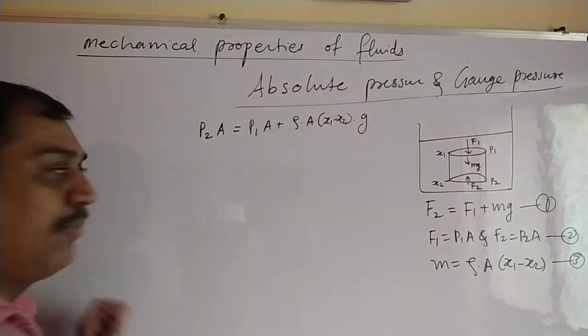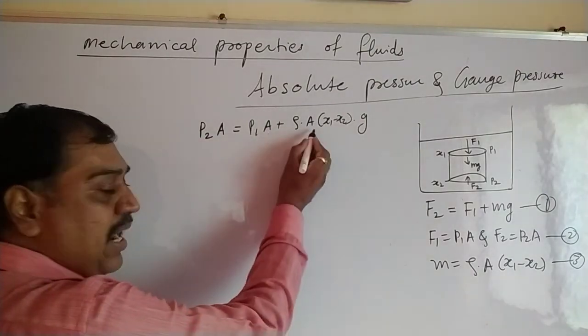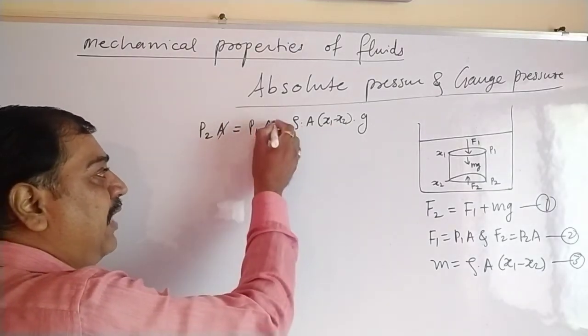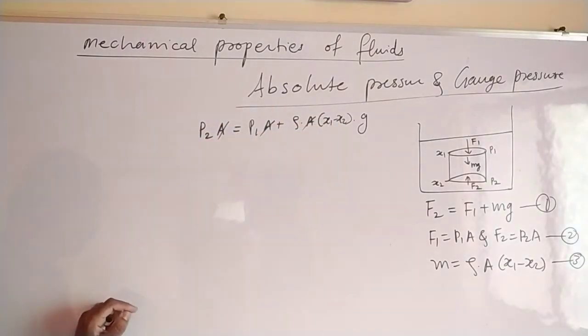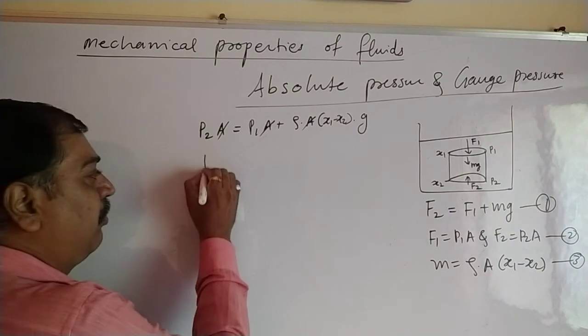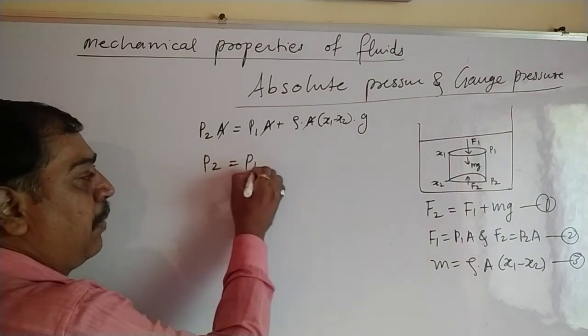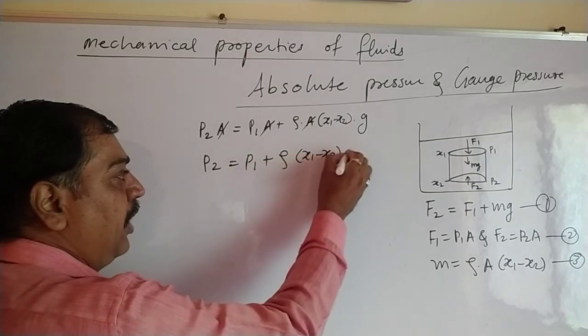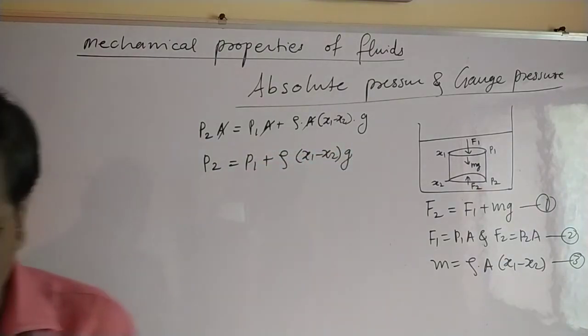Now let's look at this equation. Here A is common, so take it common or divide both sides of the equation by A. This A gets cancelled out, this A gets cancelled out. So what equation do we get? P2 equal to P1 plus rho into x1 minus x2 into g. This is the equation we get.